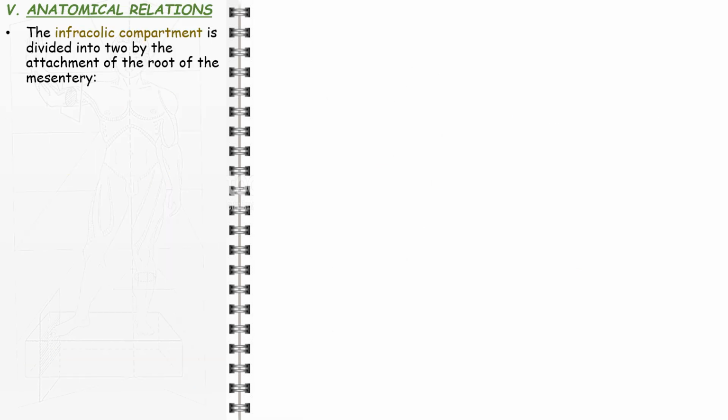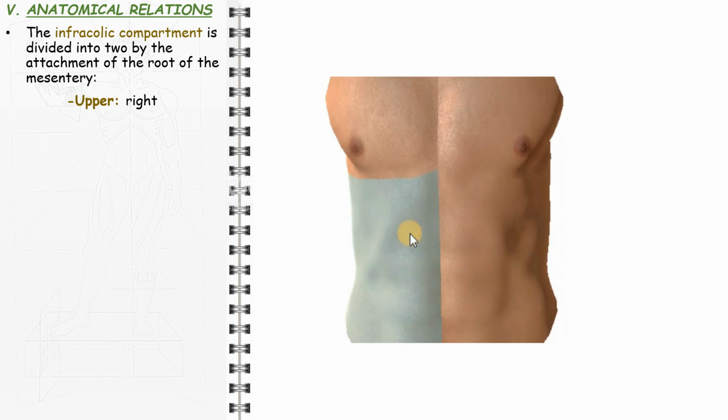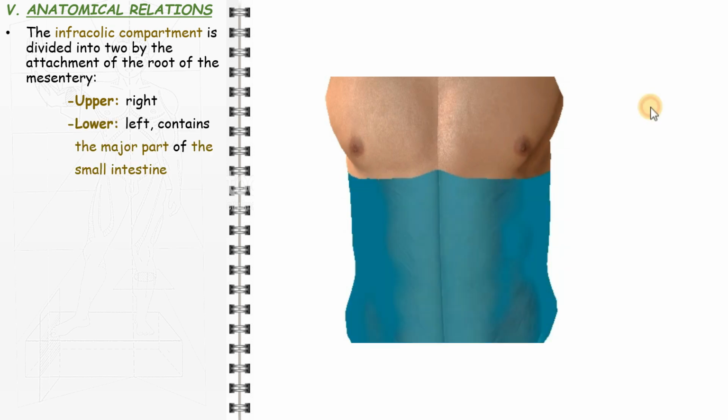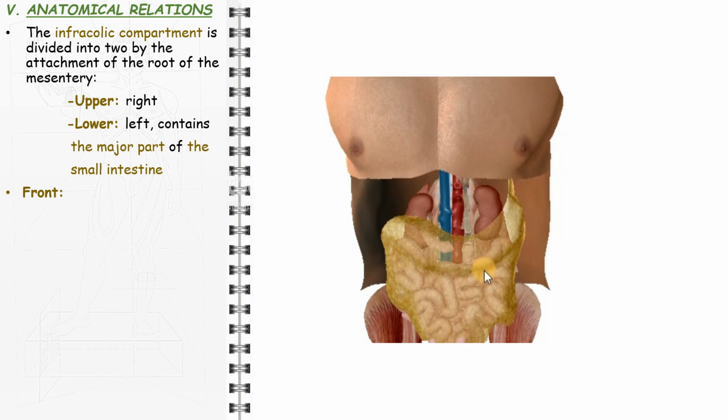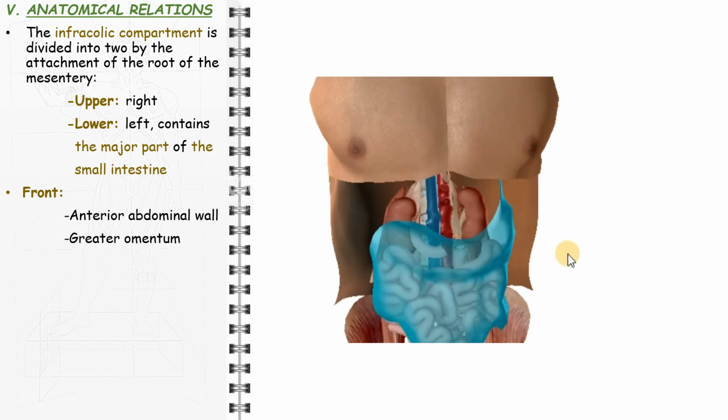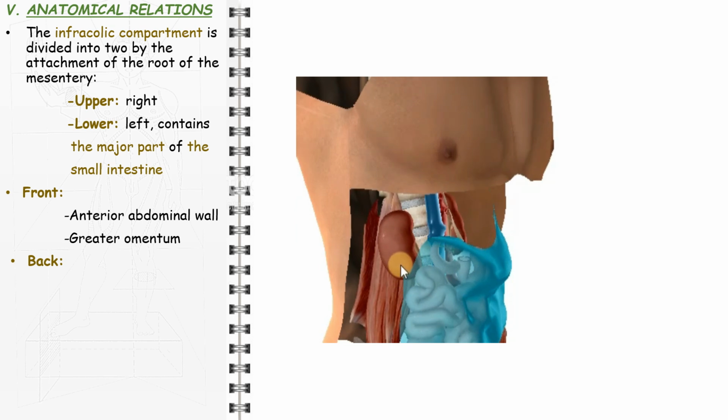The infracolic compartment is divided into two by the attachment of the root of the mesentery. The upper part is right and the lower part is left and contains the major part of the small intestine. The jejunum and ileum remain superficial. Thus, forwards, they are covered by the great omentum and the anterior abdominal wall. Backwards, the jejunum and ileum are in contact with the retroperitoneal organs through the posterior parietal peritoneum and mesentery.